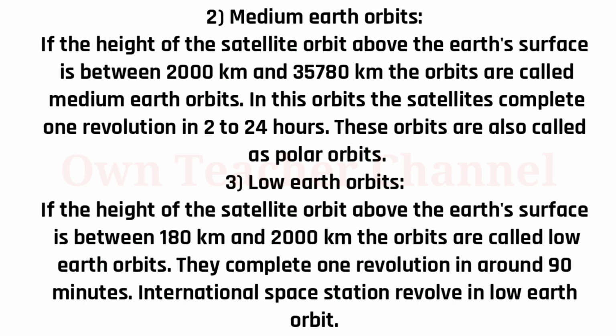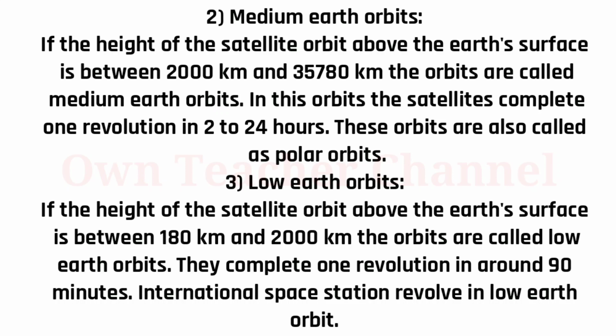3. Low Earth orbits. If the height of the satellite orbit above the Earth's surface is between 180 km and 2000 km, the orbits are called low Earth orbits. They complete one revolution in around 90 minutes.